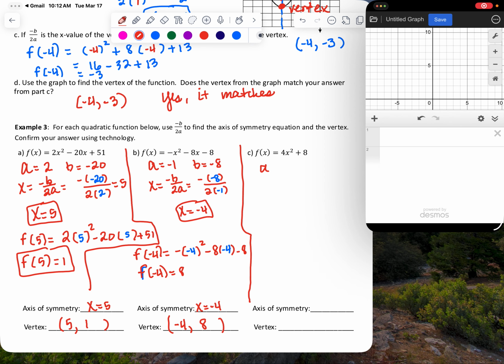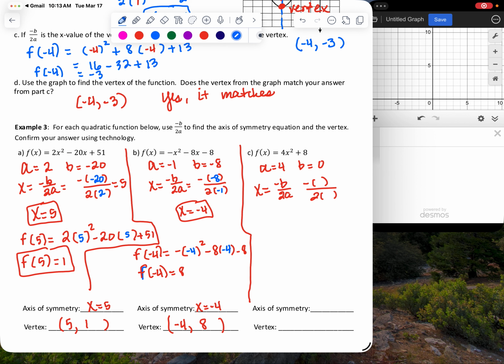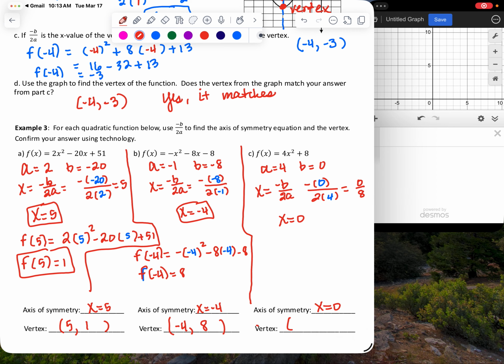In this problem, the value of A was 4 and the value of B was 0. So when I use my formula, opposite B over 2 times A, we would plug in a 0 on the top and a 4 on the bottom. And that would give us 0 divided by 8, which is 0. So x equals 0 was our axis of symmetry. So I know my vertex is going to be 0, comma something.